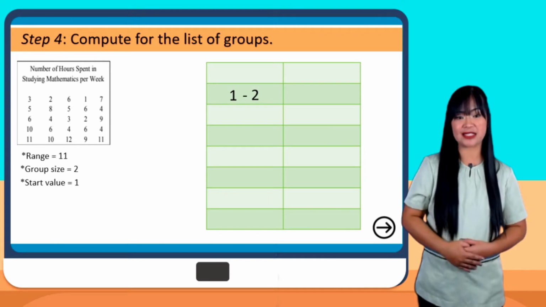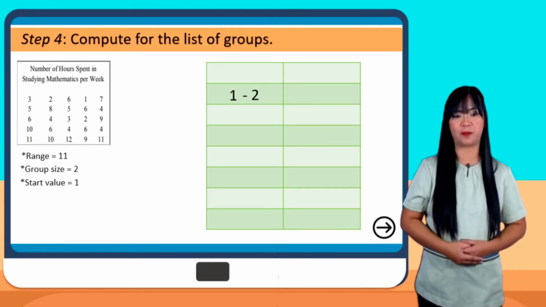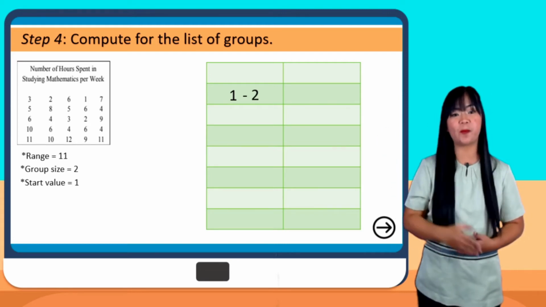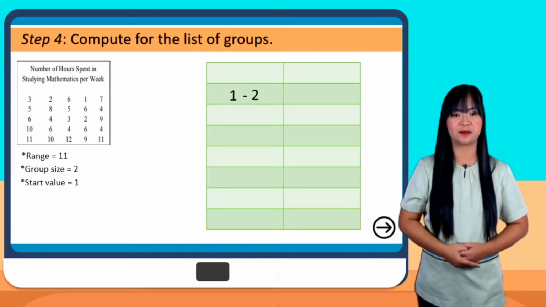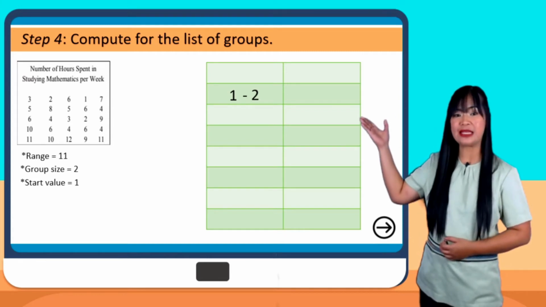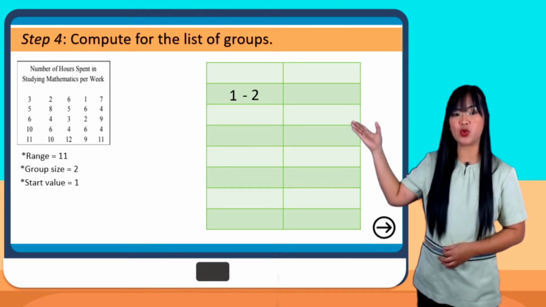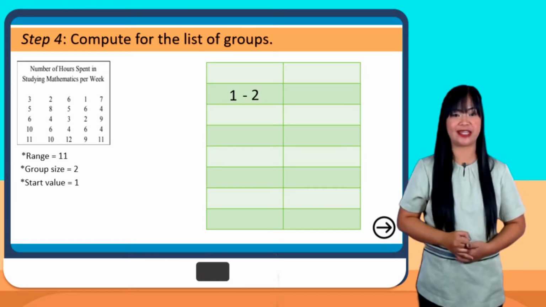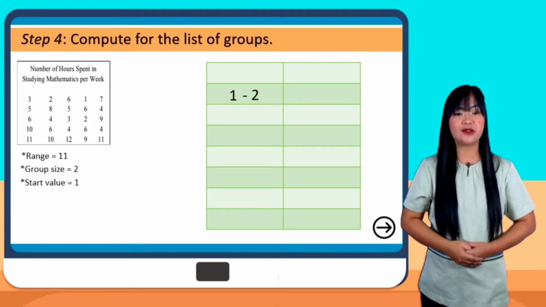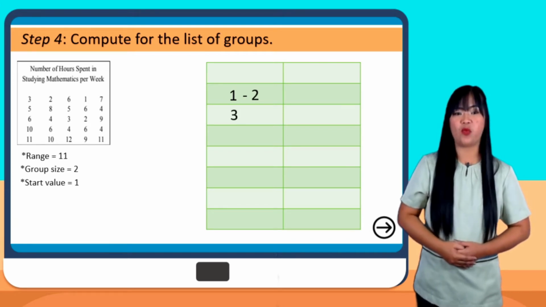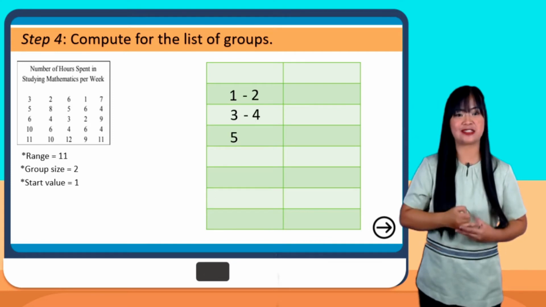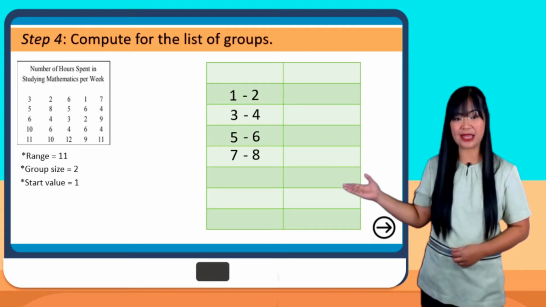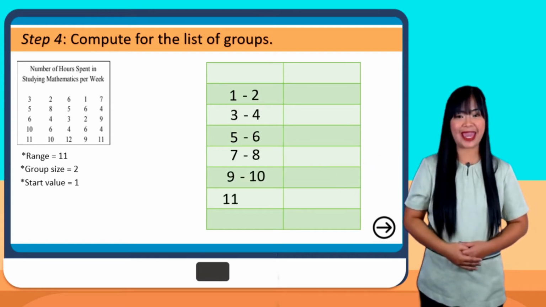The class size tells us how many scores fall within each group. Since we computed the class size as 2, that means that for each group, there should be 2 scores. If we start with a score 1, the first group will be 1 to 2. That's 2 scores, right? Scores that are 1 and scores that are 2. Then, we do the same for the second group. We have 3 to 4, that's 2 scores, and 5 to 6, 7 to 8, 9 to 10, and 11 to 12.